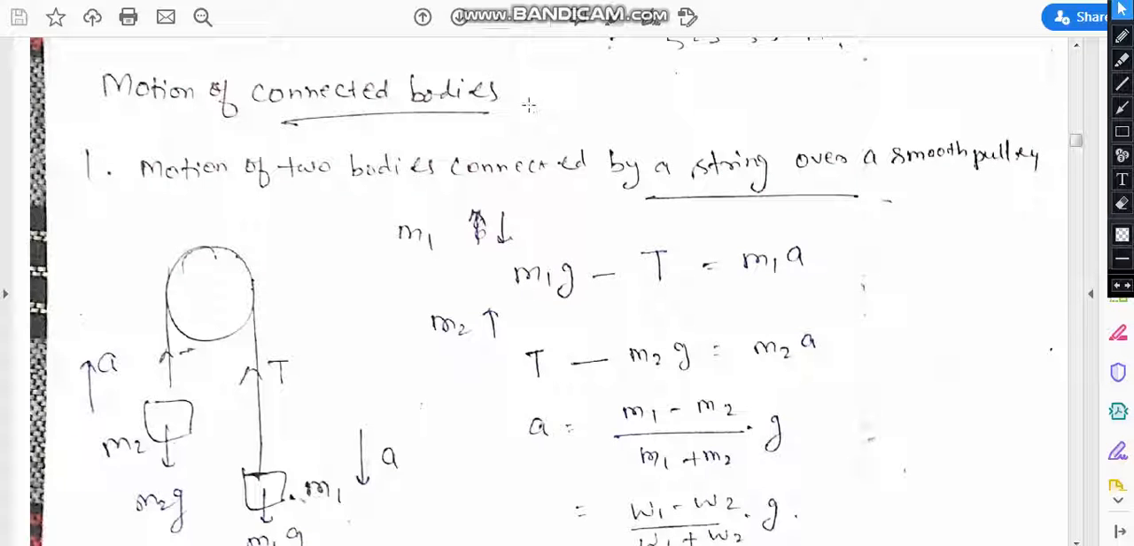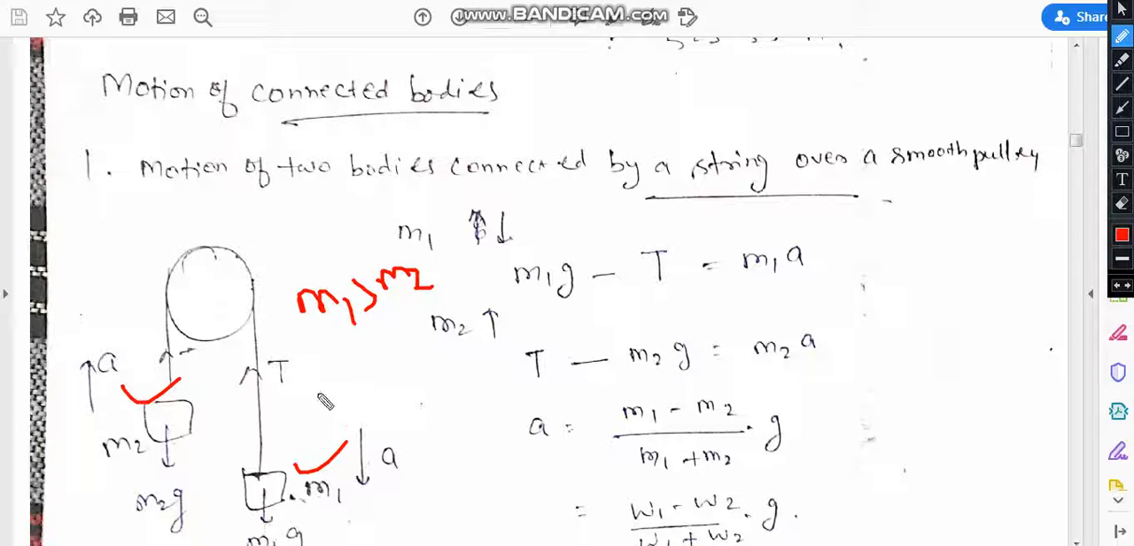So hello students, today we will talk about the motion of connected bodies. This is the first case: the motion of two bodies connected by a string over a smooth pulley. This is a well-known problem, the Atwood machine. This is M1 and this is M2. Here we consider that M1 is greater than M2.